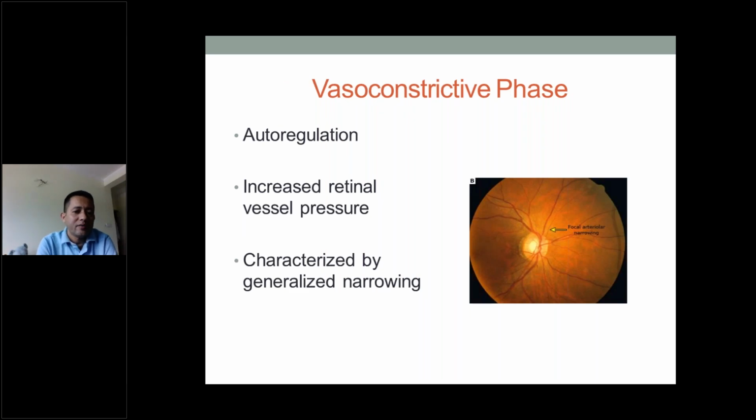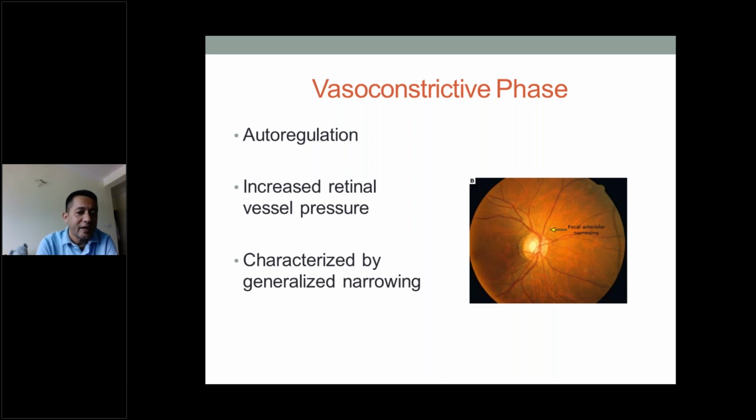So what happens in the vasoconstricting phase? As you know, the small vessels have a mechanism called autoregulation, the method by which they locally control the amount of blood flowing through. If a tissue requires more oxygen or more blood flow, the vessel will dilate. If it wants less blood flow in that area, it will constrict to make the amount of blood flow less. So the vasoconstrictive phase is related to autoregulation.